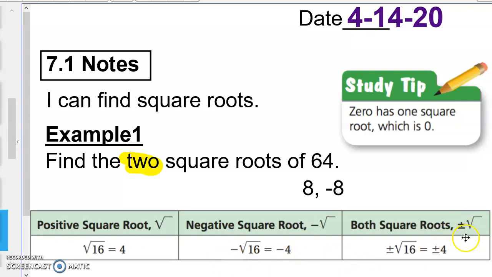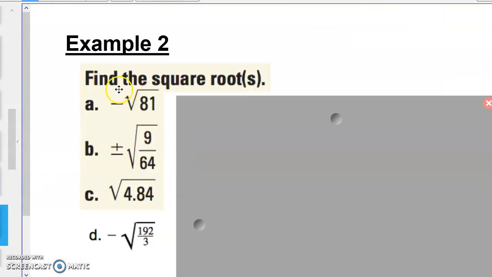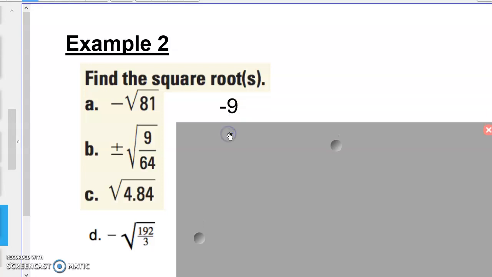And if they put a little plus minus sign in the front, then that means that they want both square roots, the positive and the negative. So looking at this example, it says find the square roots. So this one, they want the negative. So the negative square root of 81 would, of course, be negative 9.